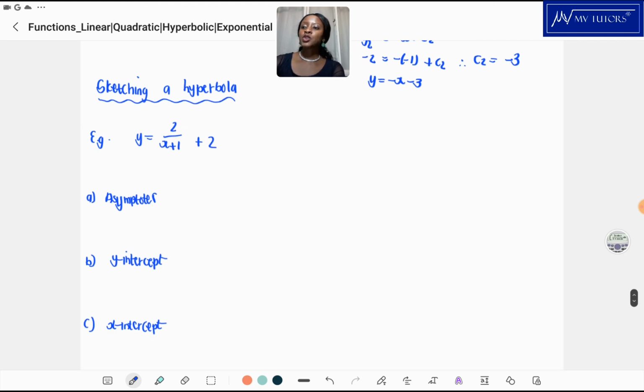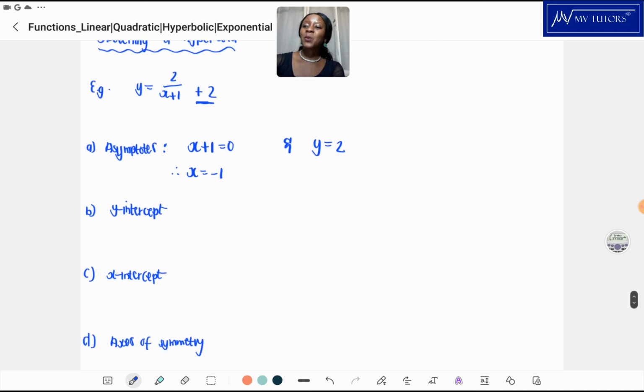So if I have this function over here, y is equal to 2 over x plus 1 plus 2. What are the asymptotes? Firstly, I know that x plus 1 is equal to 0. Therefore, x is equal to negative 1. So that's the first equation of my asymptote. And then I know that y is actually equal to whatever this value is. It also takes the sign. So y is equal to 2. So I have my asymptotes and I'm happy.